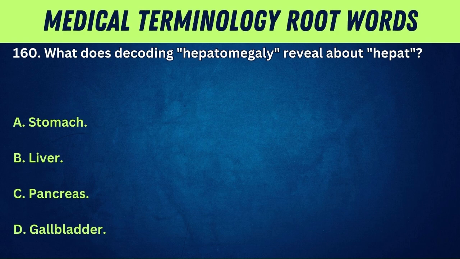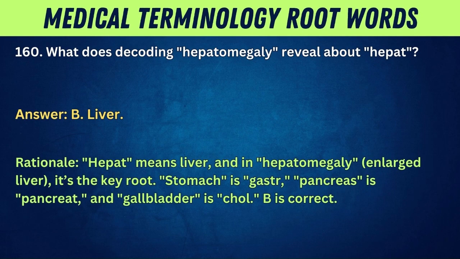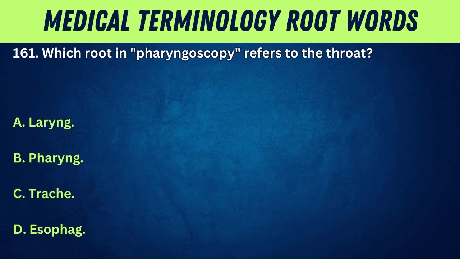A. Stomach. B. Liver. C. Pancreas. D. Gallbladder. Answer: B. Liver. Rationale: hepat means liver, and in hepatomegaly, enlarged liver, it's the key root. Stomach is gastr, pancreas is pancreat, and gallbladder is cole. B is correct. 161. Which root in pharyngoscopy refers to the throat?